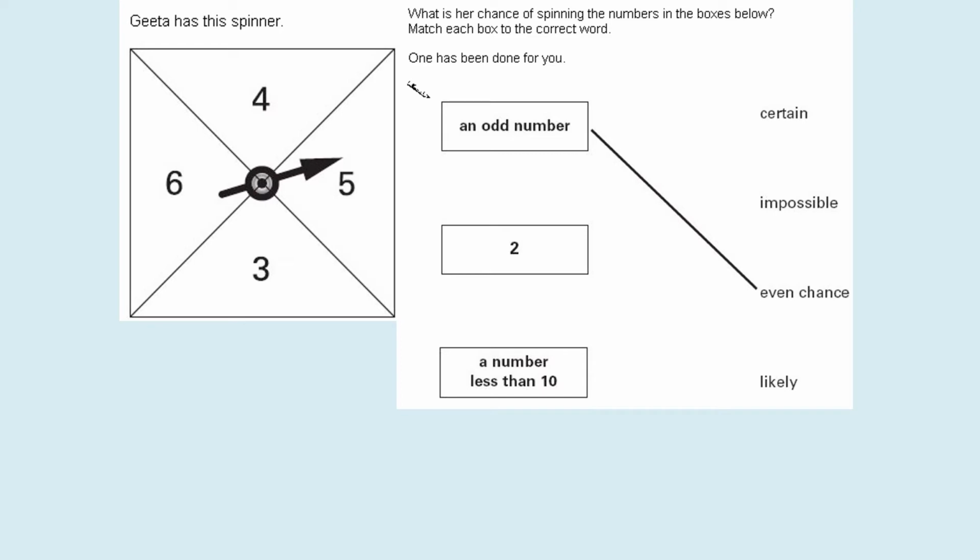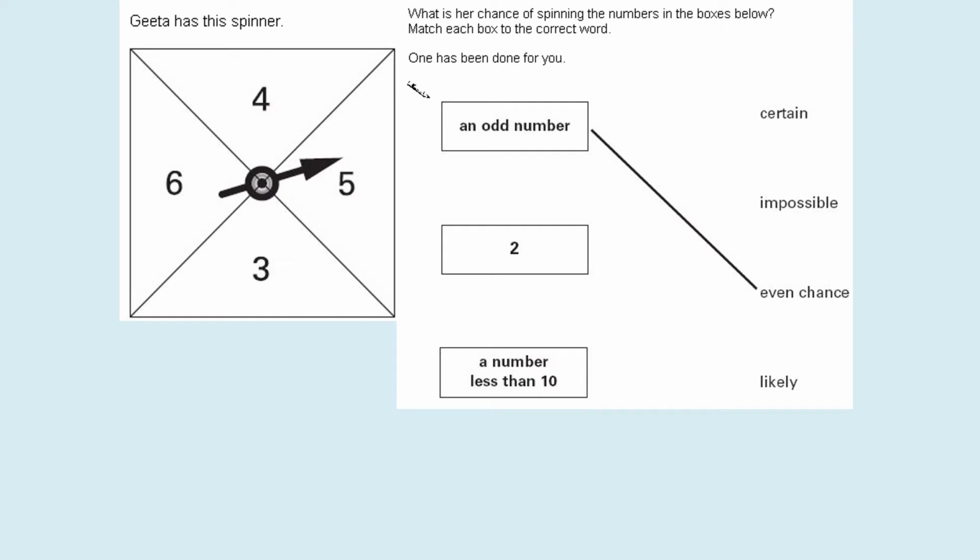Okay, so it says an odd number. What is the likelihood of that little spinner landing on an odd number? Well, there's an equal amount of even numbers and odd numbers. So we've got 4 and 6 are even, 5 and 3 are odd. So the chances are 50-50. It's an even chance. It could land on an odd number or on an even number.